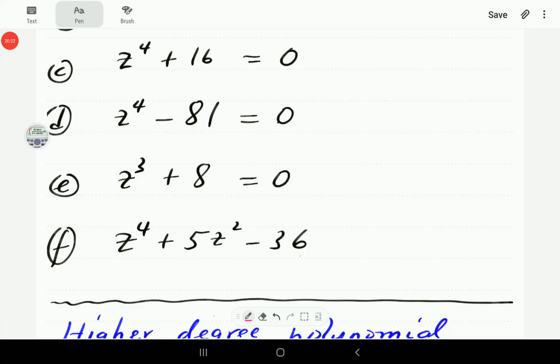All right. So we're now going to scroll down to our solutions for D, E, and F.